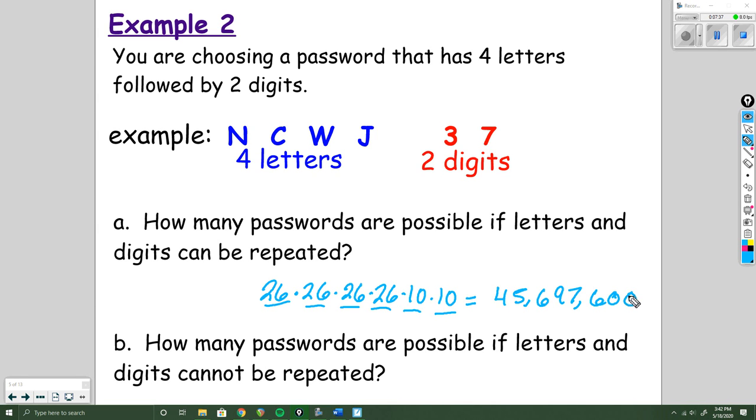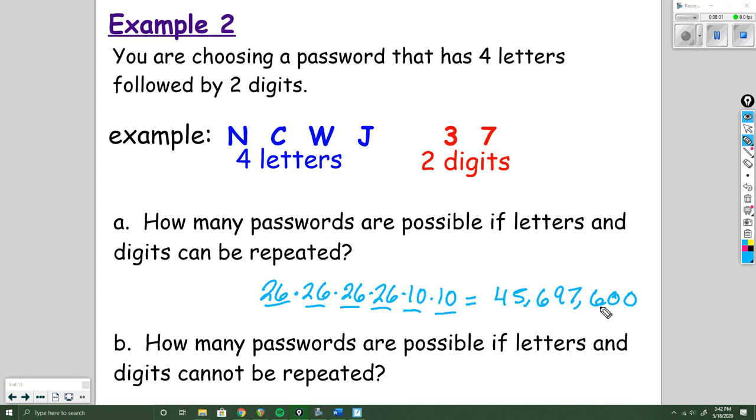That's pretty crazy because most websites require at least 6 characters, and they also have a bunch of other requirements that you have in the password, like symbols, lowercase letters, uppercase letters, digits, and things like that. So this is a very minimal amount of passwords that are possible with only 6 characters.